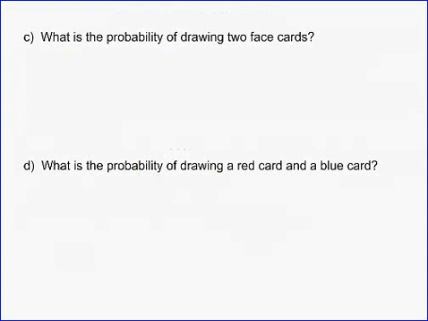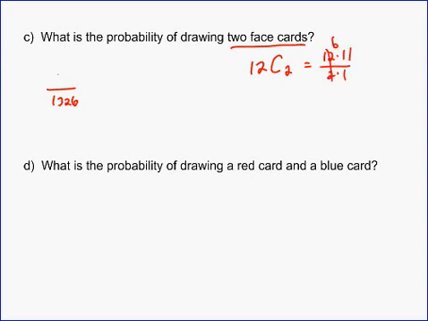Some more examples of this. What is the probability of drawing two face cards? Well, again, we're drawing two cards, so 13, 26. If you want two face cards, you got to ask yourself, how many face cards are there? Well, there are 4 jacks, 4 queens, and 4 kings, so there are 12 face cards. And I want to choose 2 of them, so it's going to be 12 times 11 over 2 times 1, and so that's just going to be 66 over 13, 26.